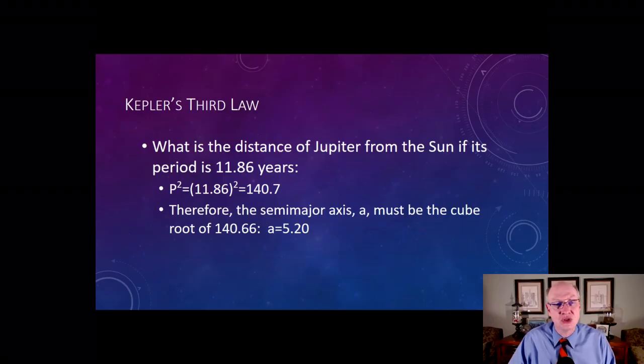Well, let's use Kepler's law. The semi-major axis cubed is the period squared. The period is 11.86 years. It's already expressed in years, so I don't have to do anything about it. So 11.86 squared is 140.7. So the semi-major axis is the cube root of that. So it's actually 140.66. We take the cube root of that, we get 5.20. So Jupiter is 5.20 astronomical units from the sun. That's how far Jupiter is from the sun.